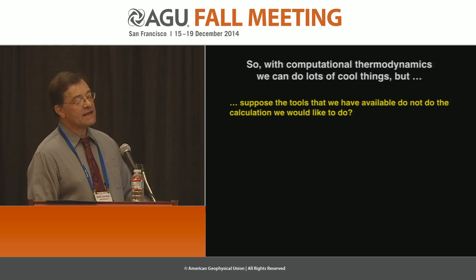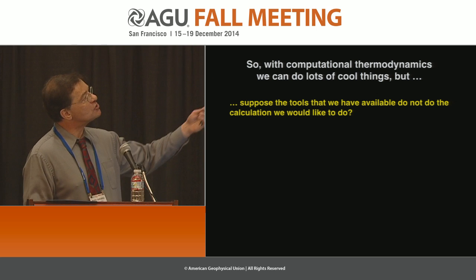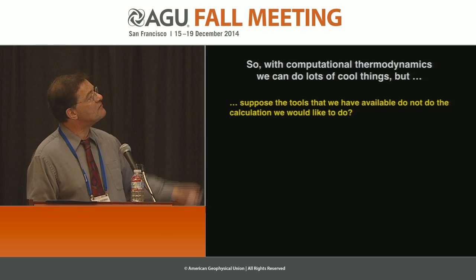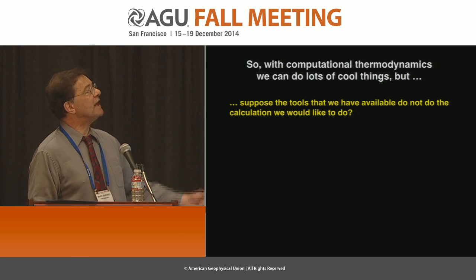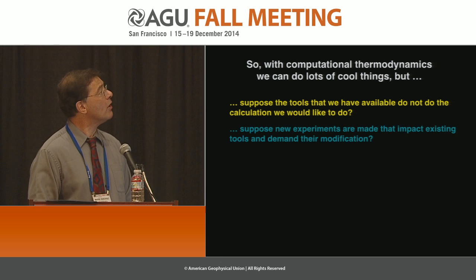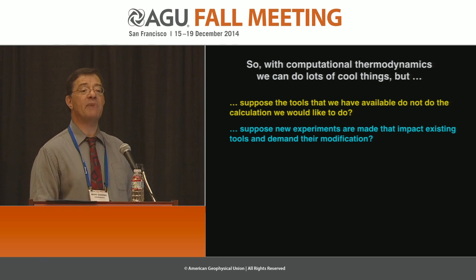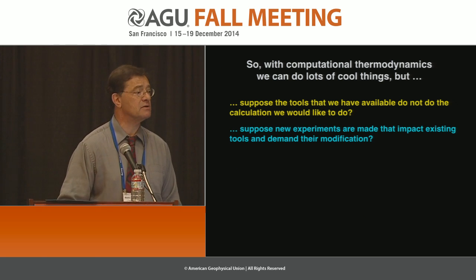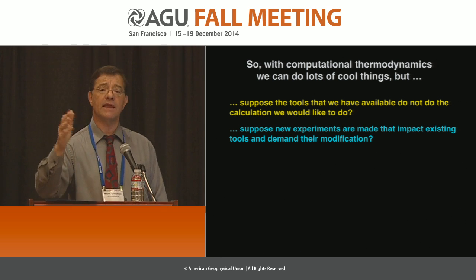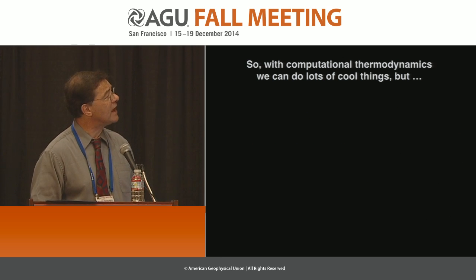And to give you some examples of this, suppose we have a thermodynamic model like melts. And suppose we have some calculation that we want to do and it doesn't do it, right? Or suppose we have new experiments. This happens all the time. The experimentalists are always producing new data. We would like to stick it into the calibration, and we would like to update the calibration.